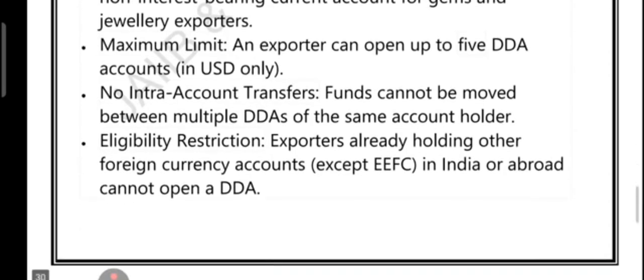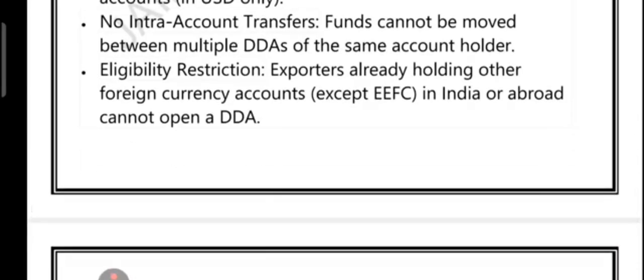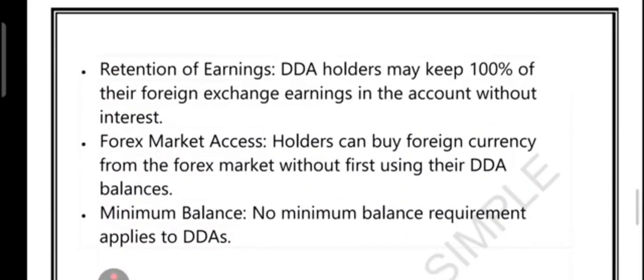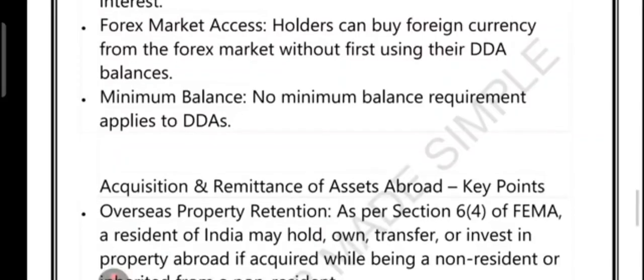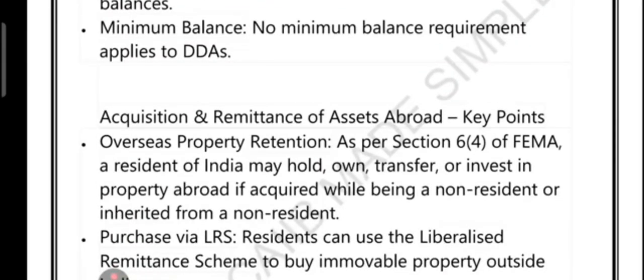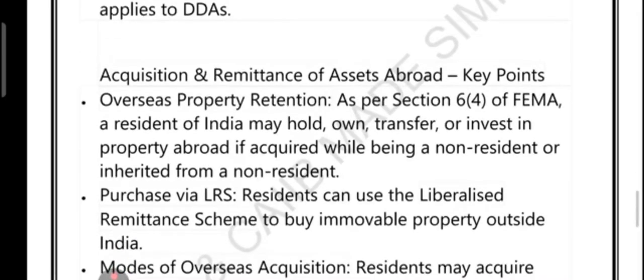So for opening the account, there are some eligibility criteria. Basically, there is no minimum balance requirement, I told you, right? And you can also buy foreign currency from the market without touching your DDA balance first. And the best part is there is no minimum balance rule. Now let's look at the acquisition and remittance of the asset approach.